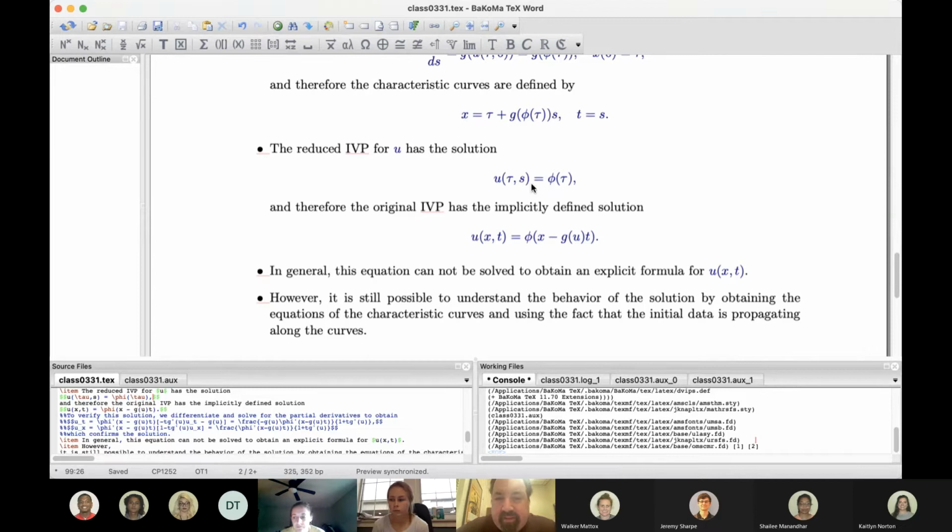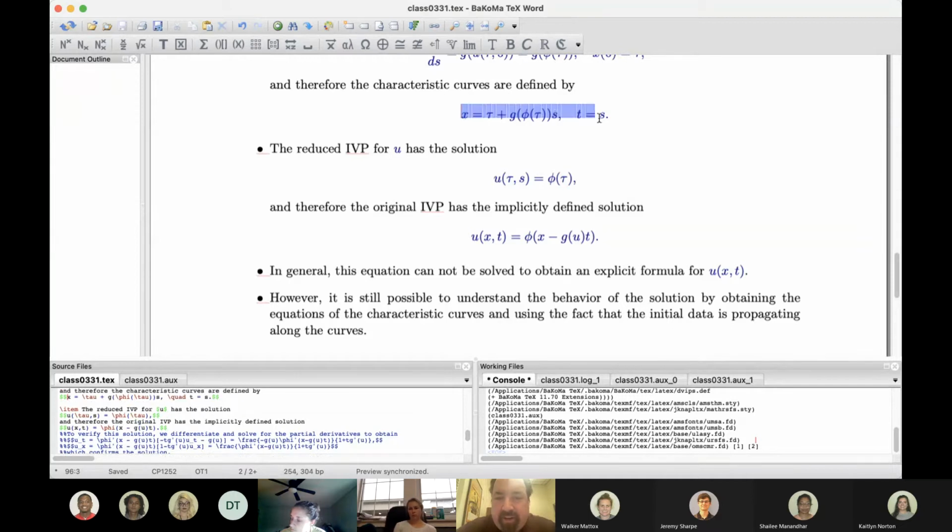As time moves forward, because s equals t, you have a characteristic curve that's starting at a certain point on the x-axis, the point tau, 0. And as time moves forward, these two equations define a characteristic curve. And the value of the solution, phi, at that particular point on the x-axis will propagate along the curve that is parameterized by these equations.